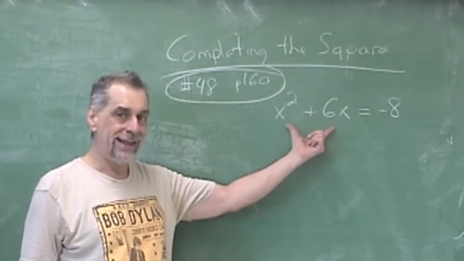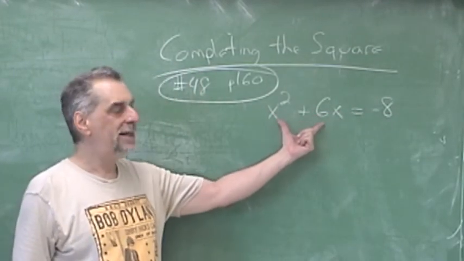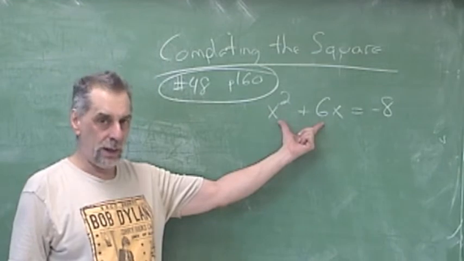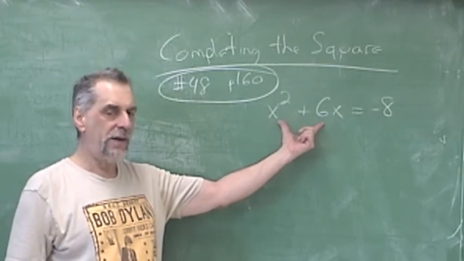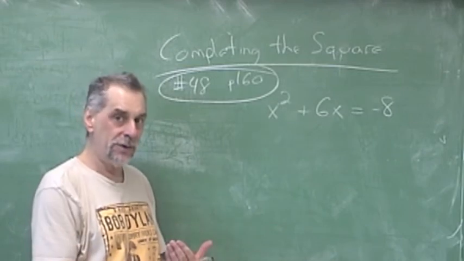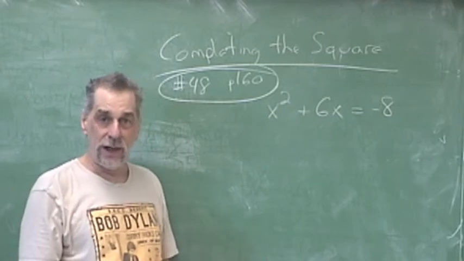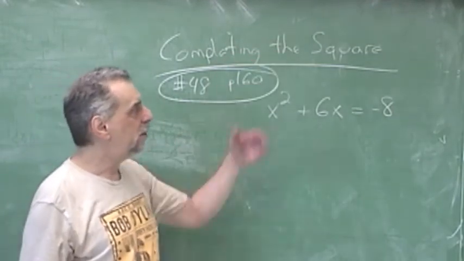And obviously, if we add something to this side, we have to add to the other side also. But we're going to add something to this side to get a perfect square trinomial. We're going to create a perfect square trinomial, which will then factor into the product of two binomials. And then we'll be back to the square root property, and we'll be able to solve the equation that way. So that's what's going on with completing the square.